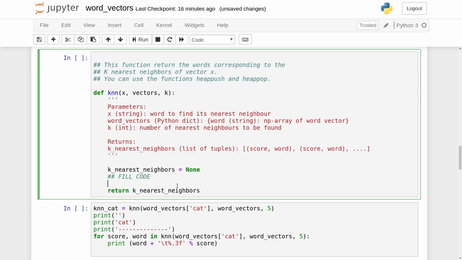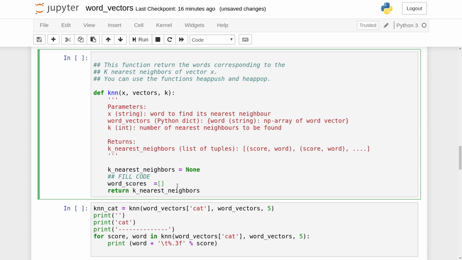There are different ways to implement the k nearest neighbors. You can just use the scikit-learn function. I'm just going to implement it here because the size of my word vectors is small. We have only 12,000 of them. I'm going to find the scores of all the word vectors, put them in an array, sort it, and then pick the top k elements of it. So I'm going to create a list, let's call it word scores, which is a list.